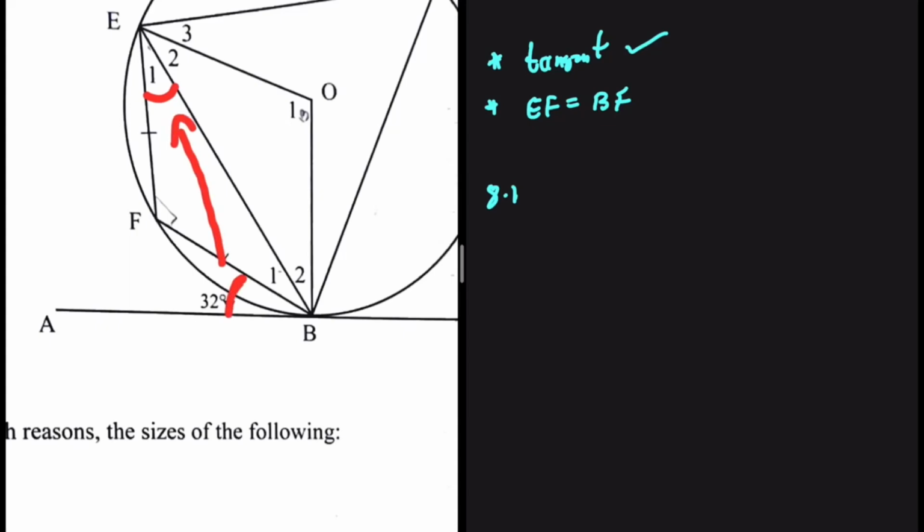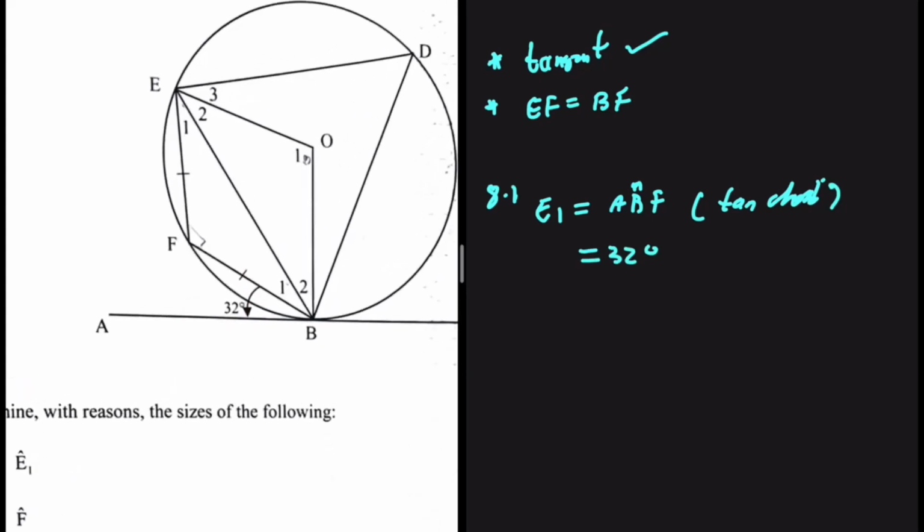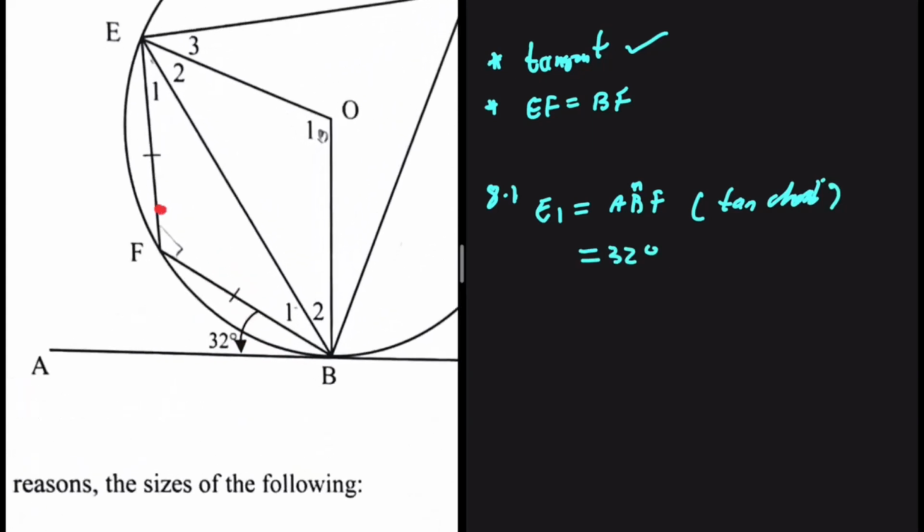So now we can say that E1 is equal to angle ABF. Why are we saying that? This is the tan chord theorem. Angle F, given reasons. So let's go ahead and highlight angle F. We have said that angle E1 is equal to 32 degrees.